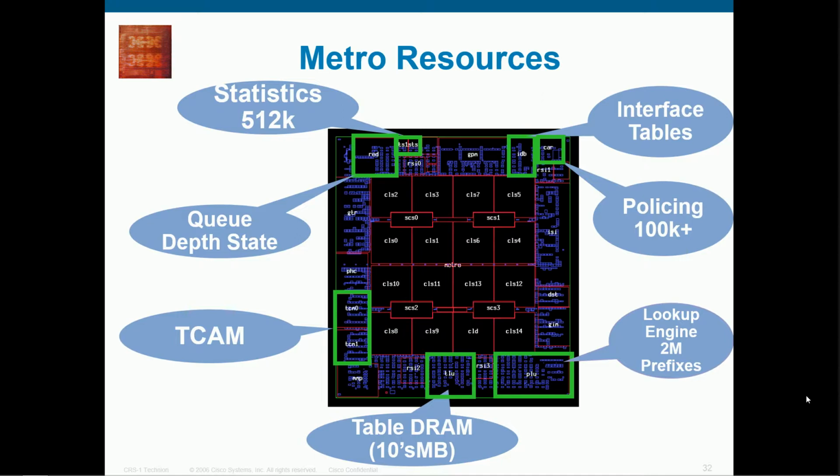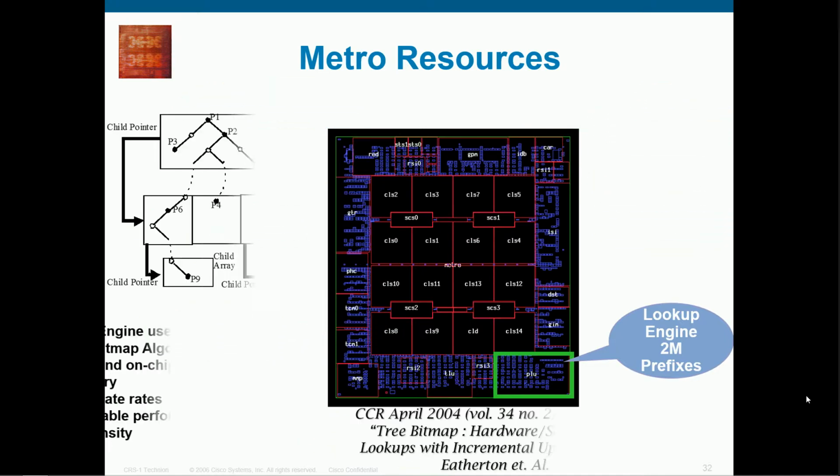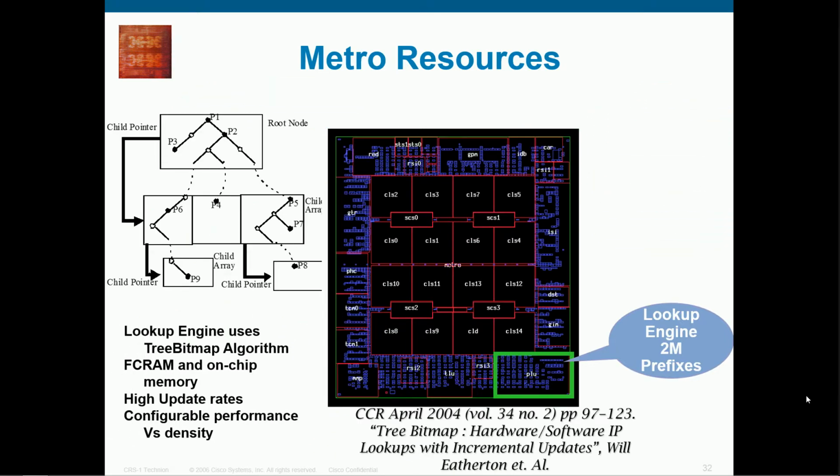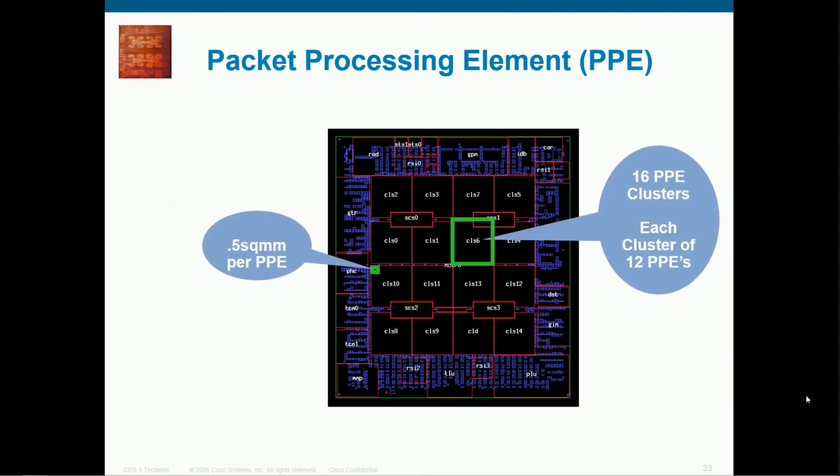So let's look at our chip on our Metro. Here's our chip a little more in depth. You can see our Q depth, you can see our statistics, our CAMs, our tables. Everything that we need is right here. And this is the design of our Metro resource. This is our algorithm for path selection. These are all our processor types, our cluster types.